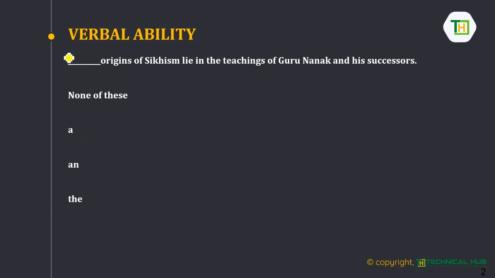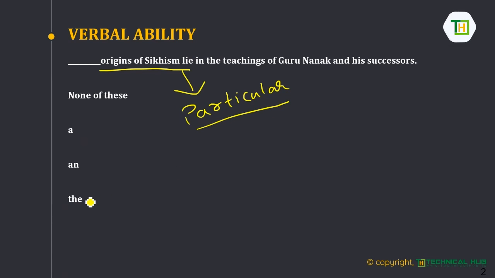Articles. See, origins of Sikhism. That means they are saying a particular thing. So when they talk about a particular thing, what do we use? It is the article the, and you have to say it as the origins of Sikhism lie in the teachings of Guru Nanak and his successors. Why do we use the? It's because origins is a vowel sounding word.